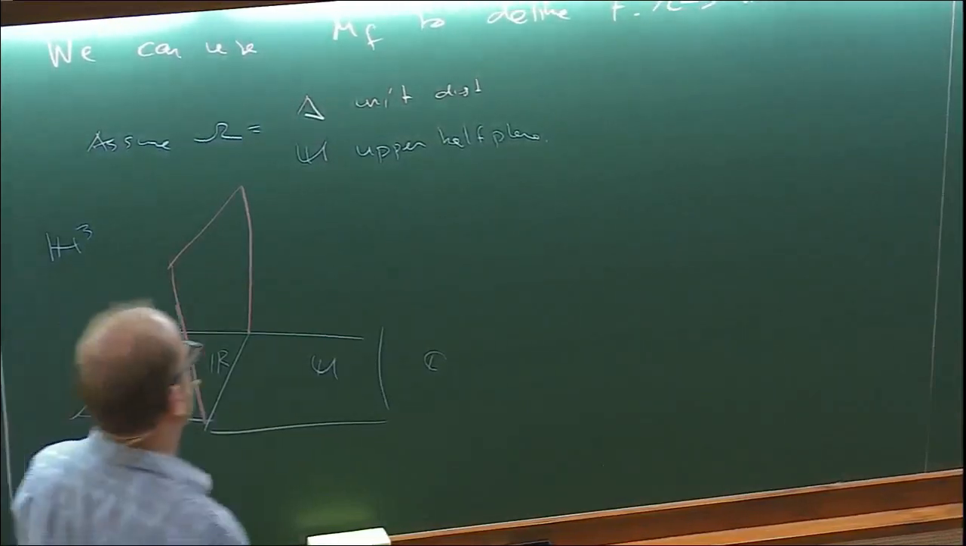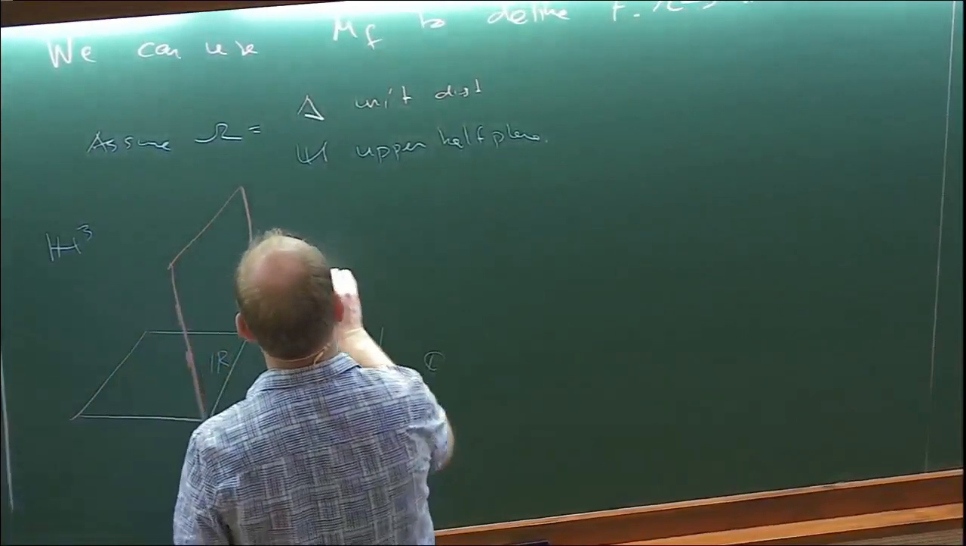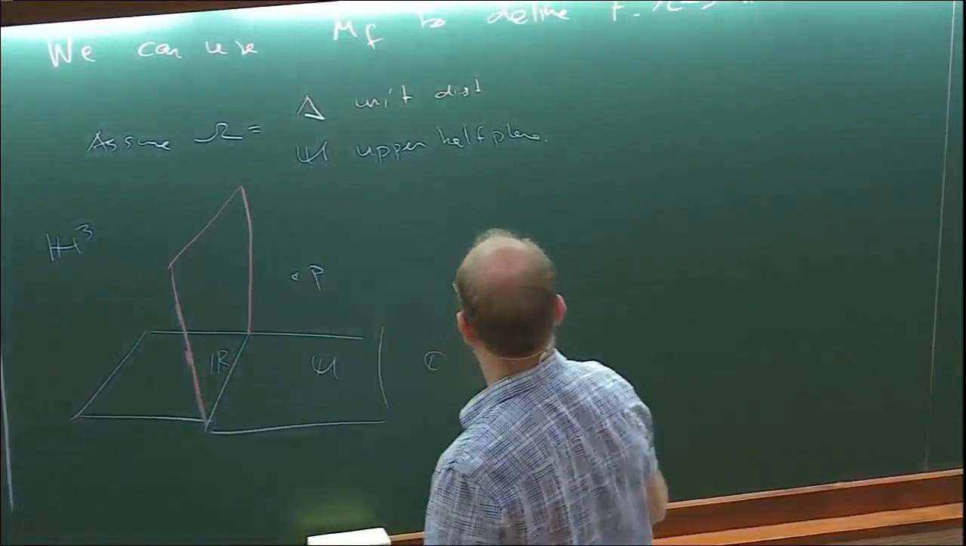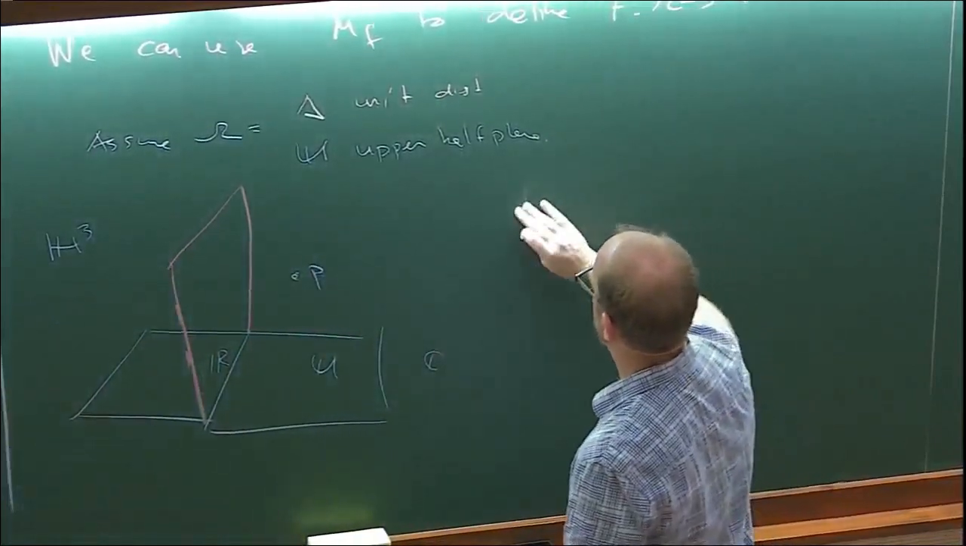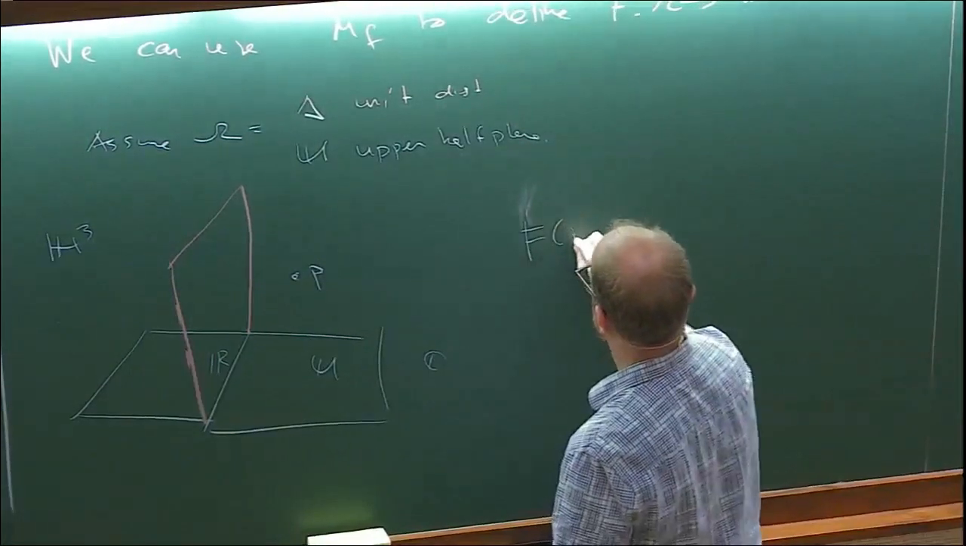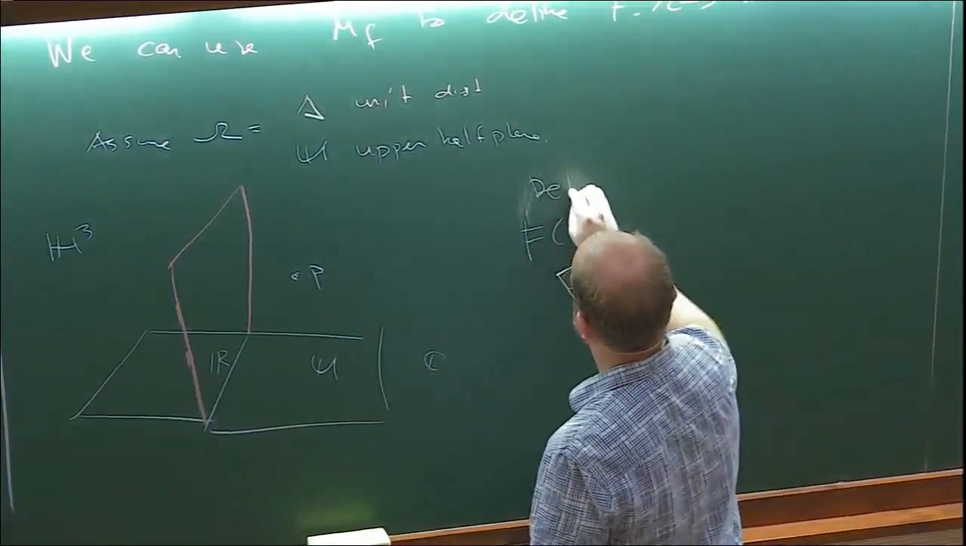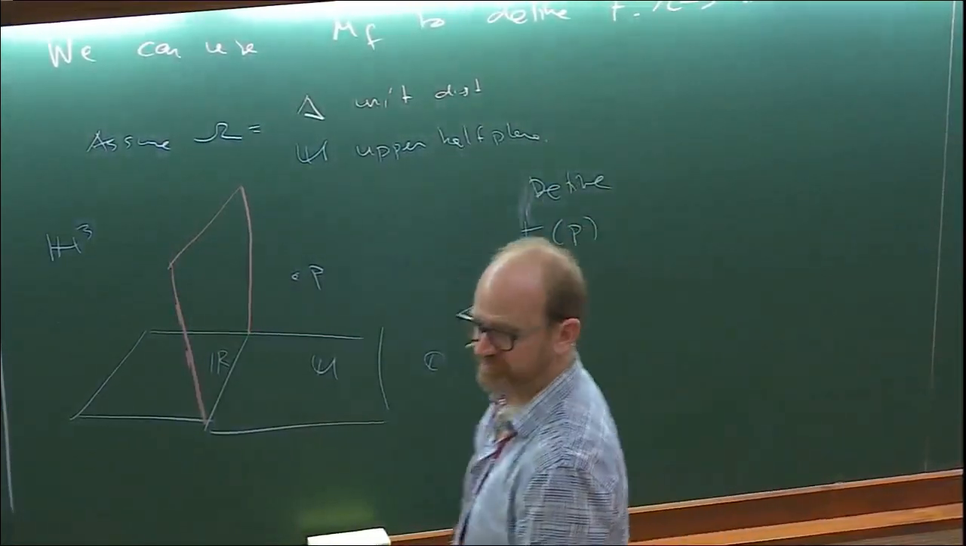And I also have some arbitrary point P sitting inside H3. And I want to define this map. I want to define f of P. I'm going to do it as follows.